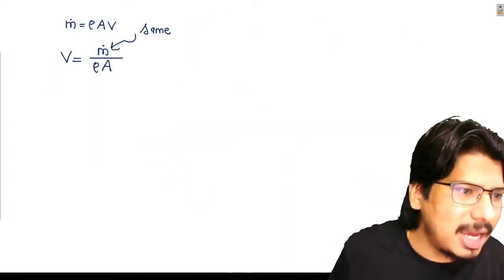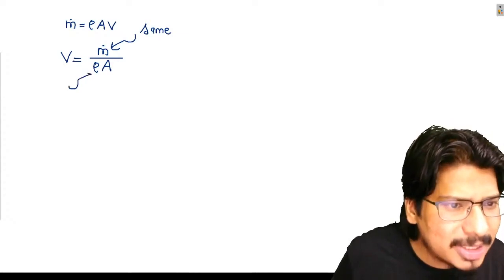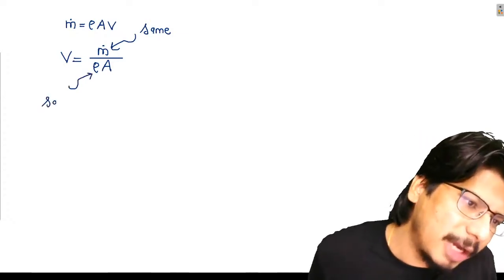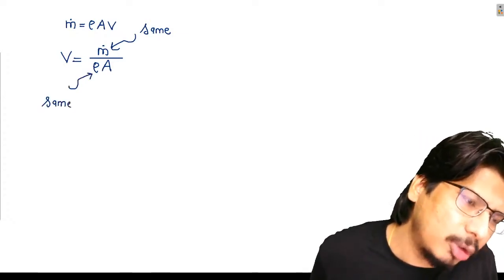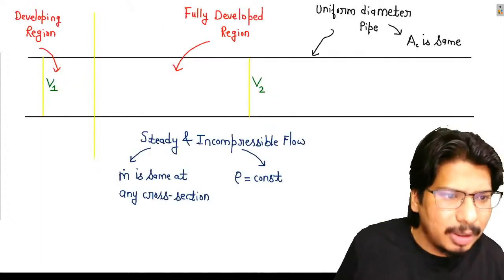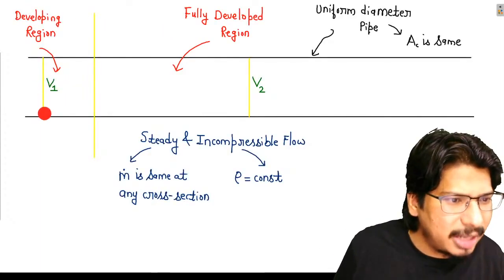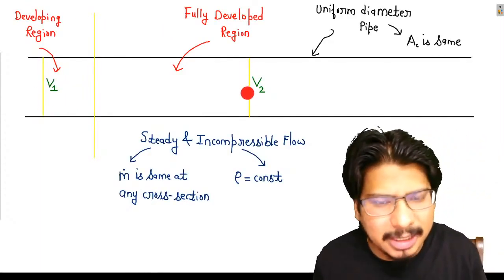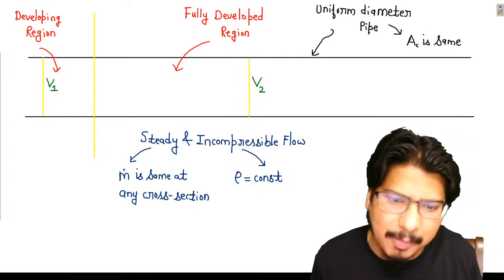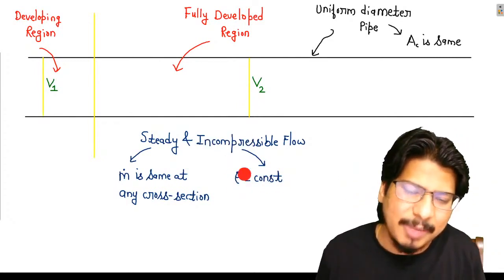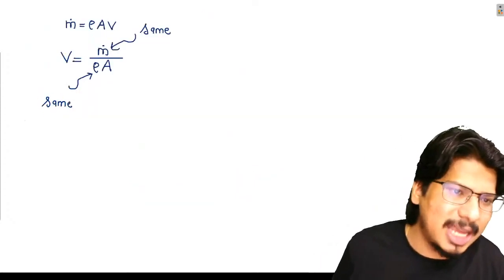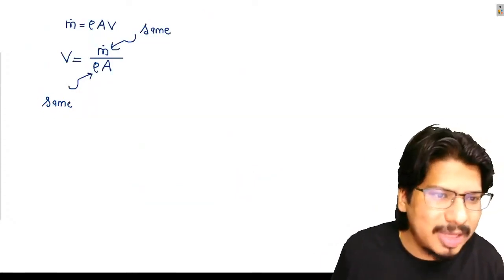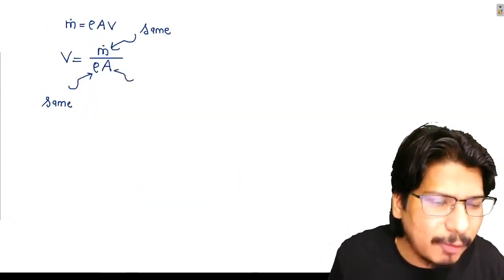Acha, can I say density will be same at both cross sections, beta? Look at here. You take the density at this cross section or at this cross section. Because I am having the incompressible flow, can I say density will be constant? Yes, density will be same at both cross sections. Now what is this A? This A is the area of cross section.